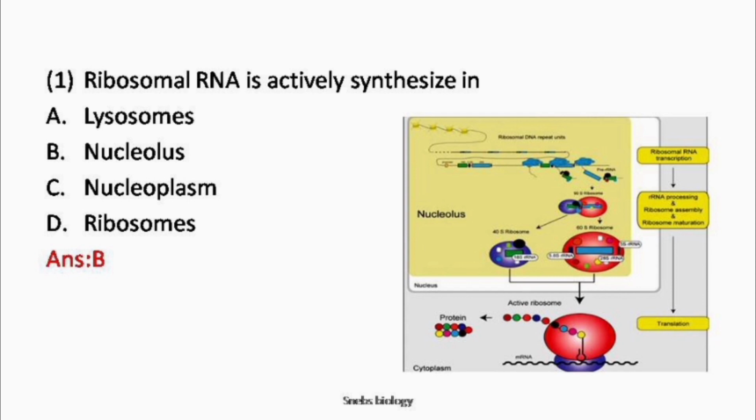It is therefore called a ribosomal factory. Ribosomal proteins are however synthesized in the cytoplasm. So the correct answer is option B, nucleolus.